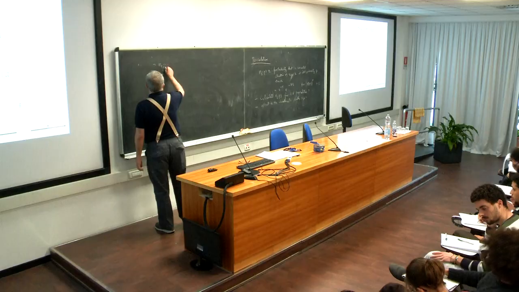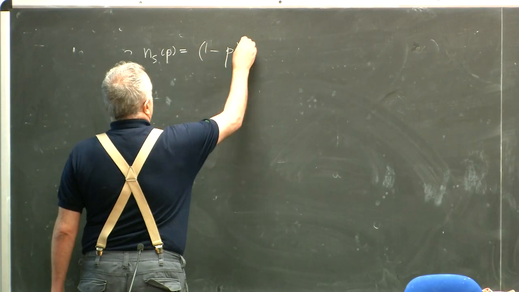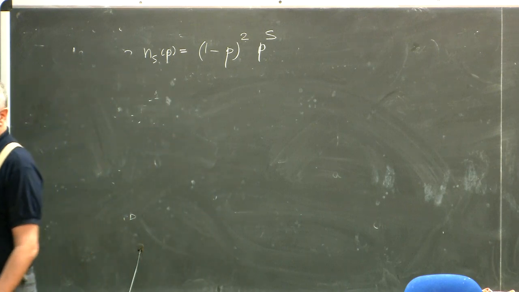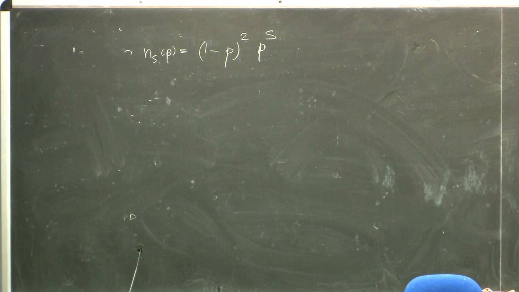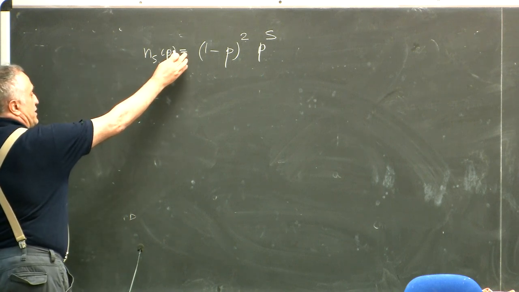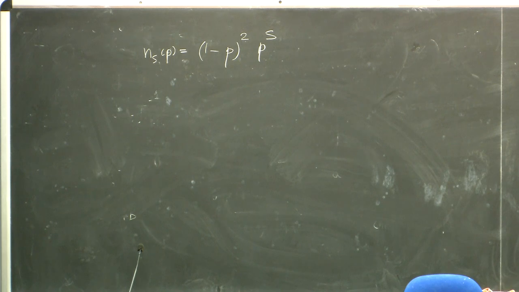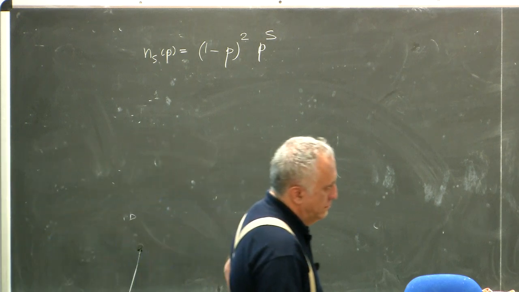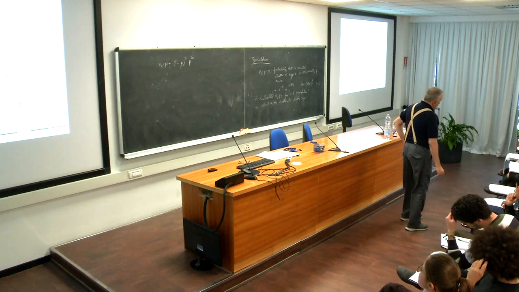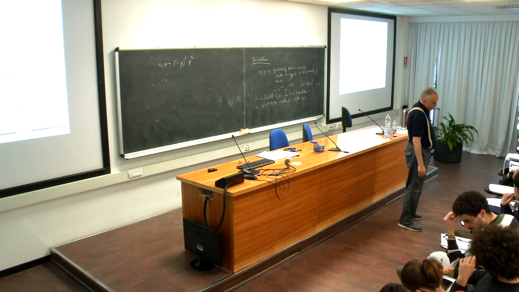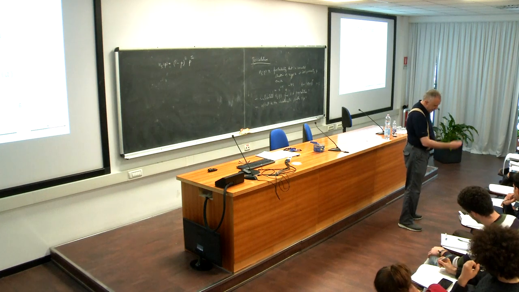So the answer is n_s(p) is equal to (1 minus p) squared p to the power s. If somebody doesn't understand the answer, tell me. Characteristic has a meaning in physics. You know. So I have to have an exponential decay, I see, okay. Exactly.